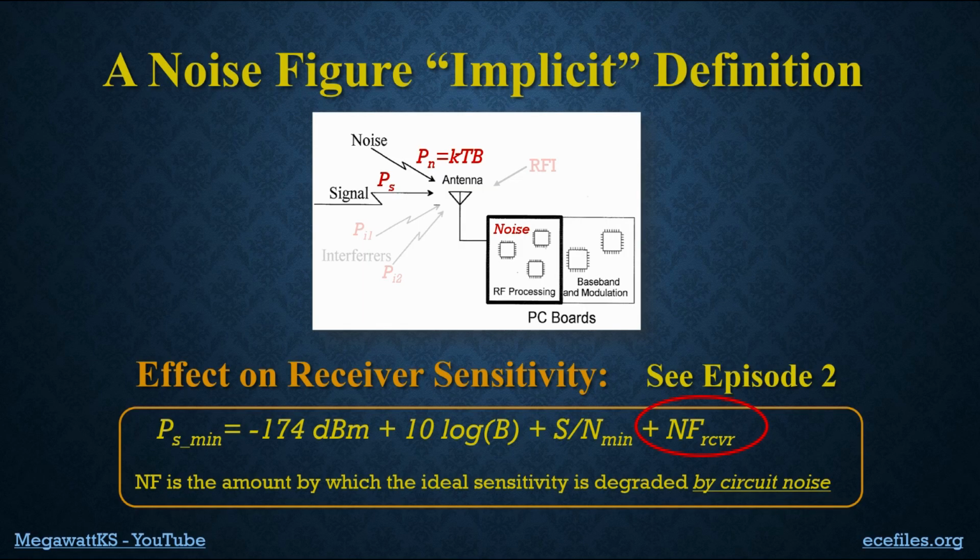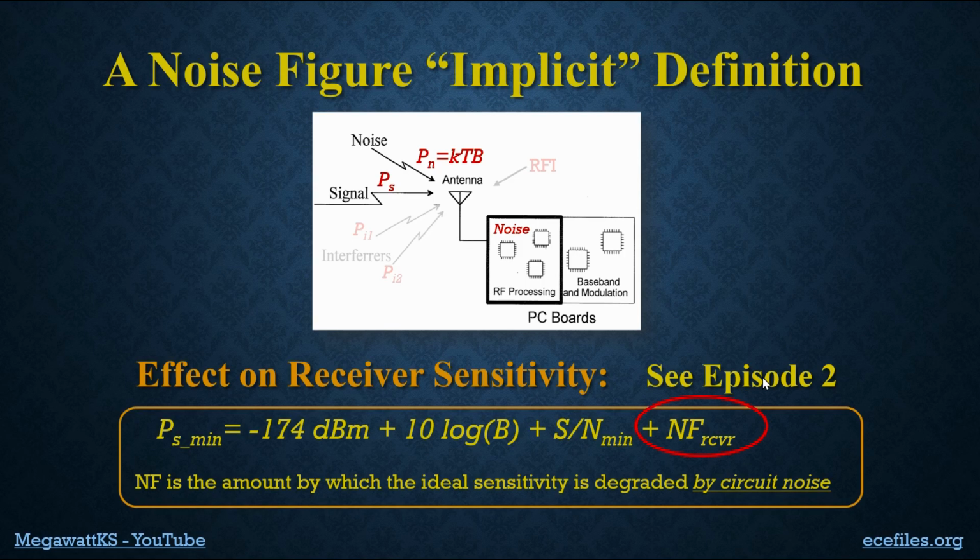So what is noise figure? Well, let's look at this little box down here at the bottom and the final note. It says noise figure is the amount by which the ideal sensitivity is degraded by circuit noise. In this case, I'm talking about the ideal sensitivity of, for example, an entire receiver.